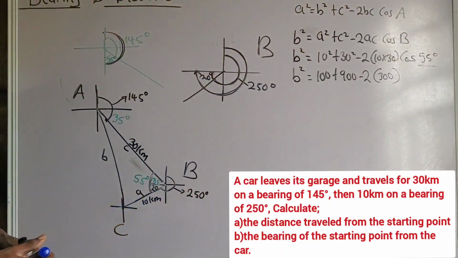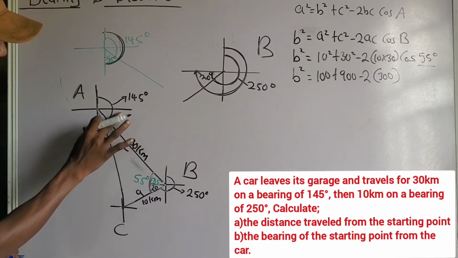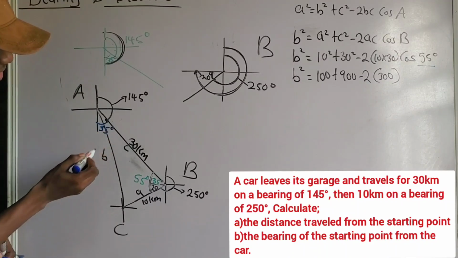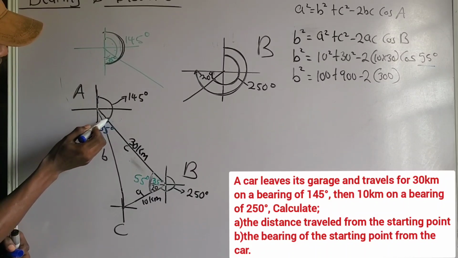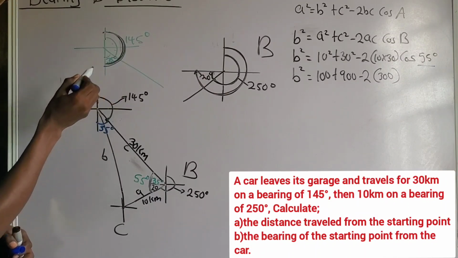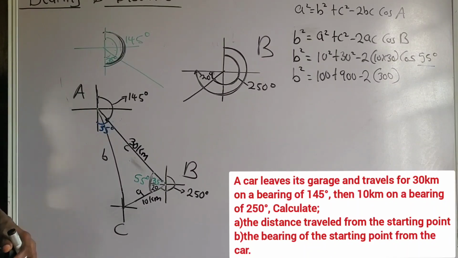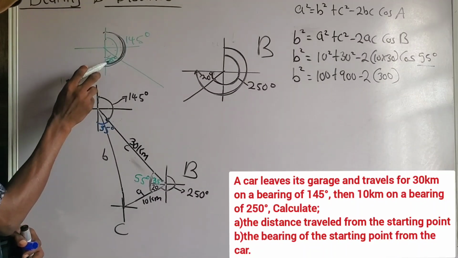Please, let's check the diagram again. Okay, this angle, oh, this angle shouldn't be 55 degrees. This angle should be 35 degrees instead. The reason is that from this point to this point is 145, and we know that the angles in the triangle here sum to 180. Are you getting it? So if I subtract 145 from 180, I'm going to have 35. So the remaining small angle that is here should be 35.